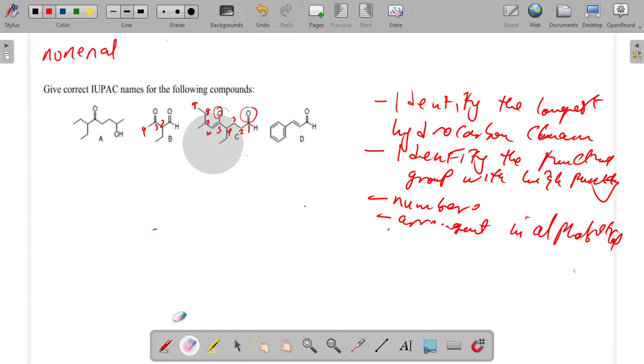Let's identify the substituents that you're having. So you're having a substituent here. So we've numbered it. This position number 1, number 2, number 3, number 4, number 5, number 6, number 7, number 8, and number 9. So at position number 6, you can see there, you're having a substituent, which is an ethyl group, right?